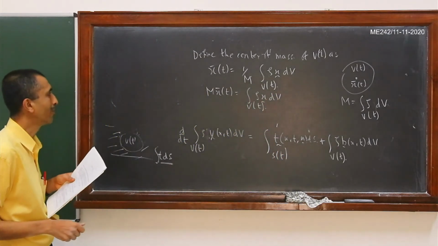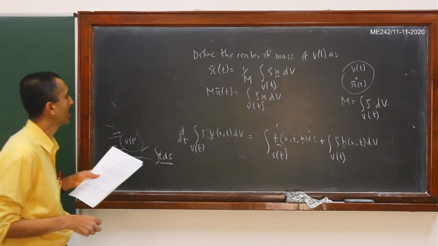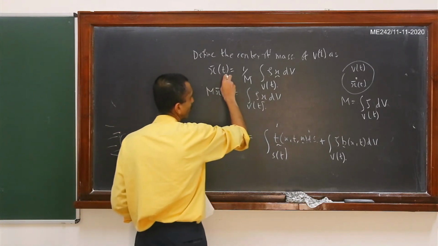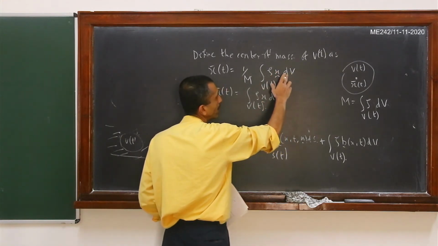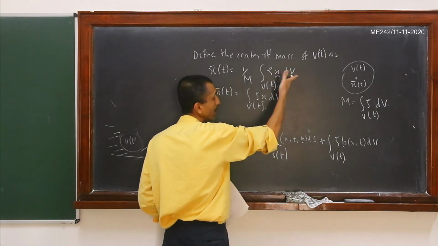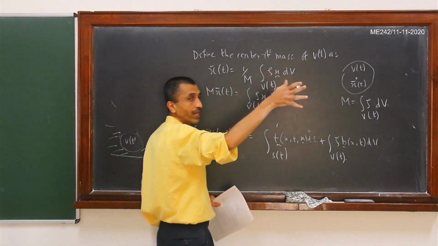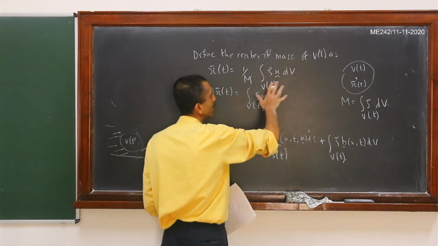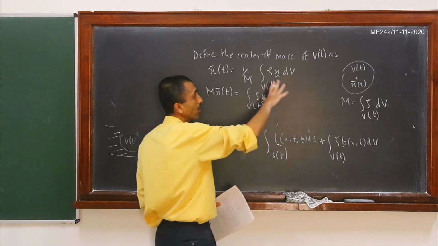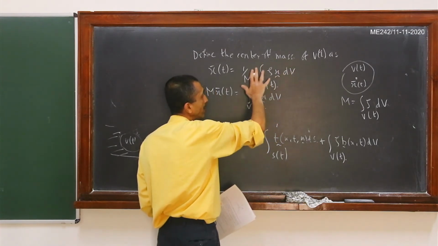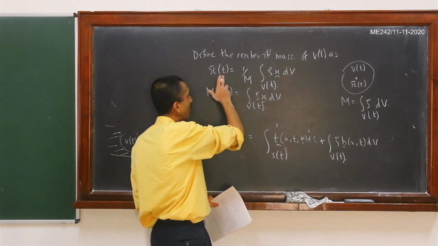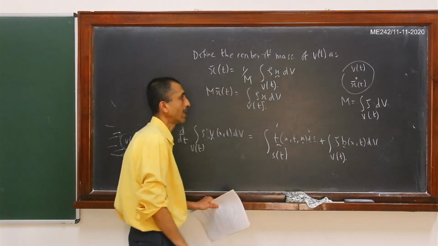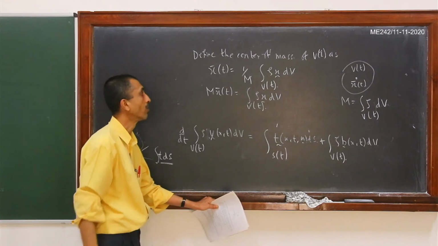Now if I differentiate this, remember that x bar is just a function of time. When you integrate with respect to dx1, dx2, dx3, you can think of dv as dx1 dx2 dx3, so the spatial integration is already carried out. So this whole integral will be just a function of time alone, and that is why x bar is a function of time alone.